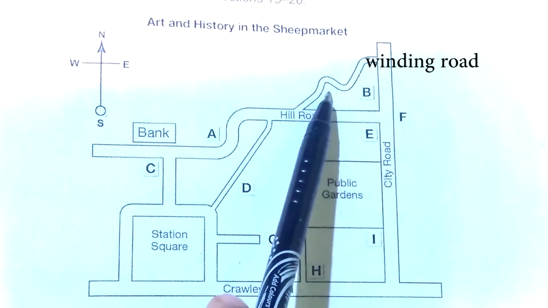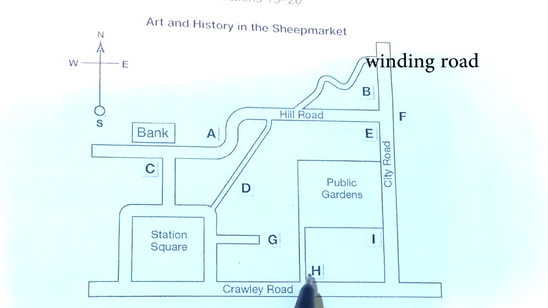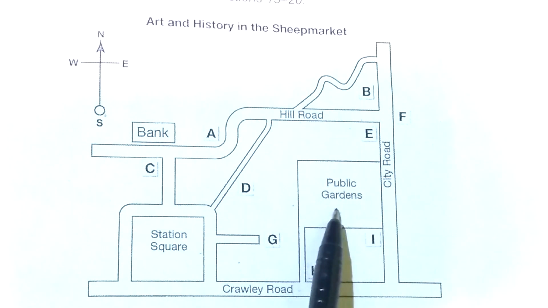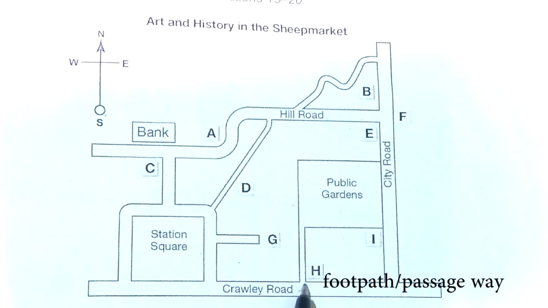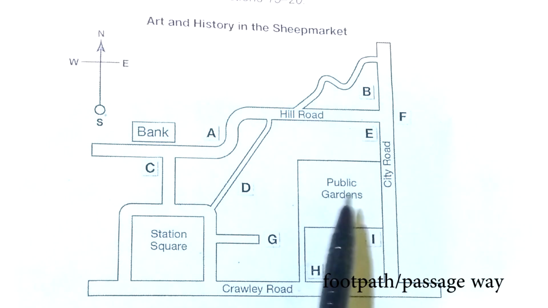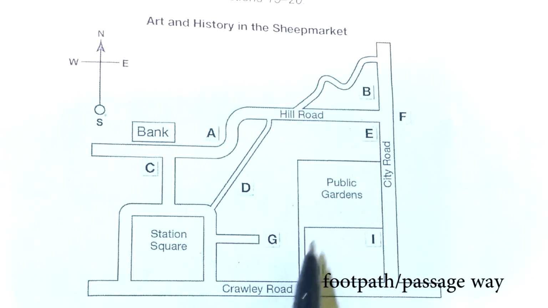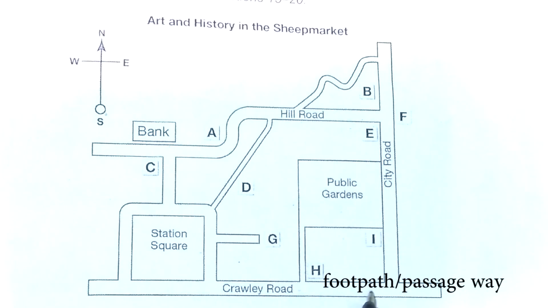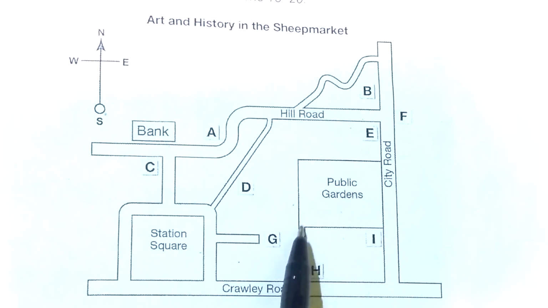And what is this little road that leads to the public gardens? It could probably be called a footpath or a passageway to the public gardens. This is not a road actually. The Crawley Road is a road and this is a little passageway towards the public gardens.